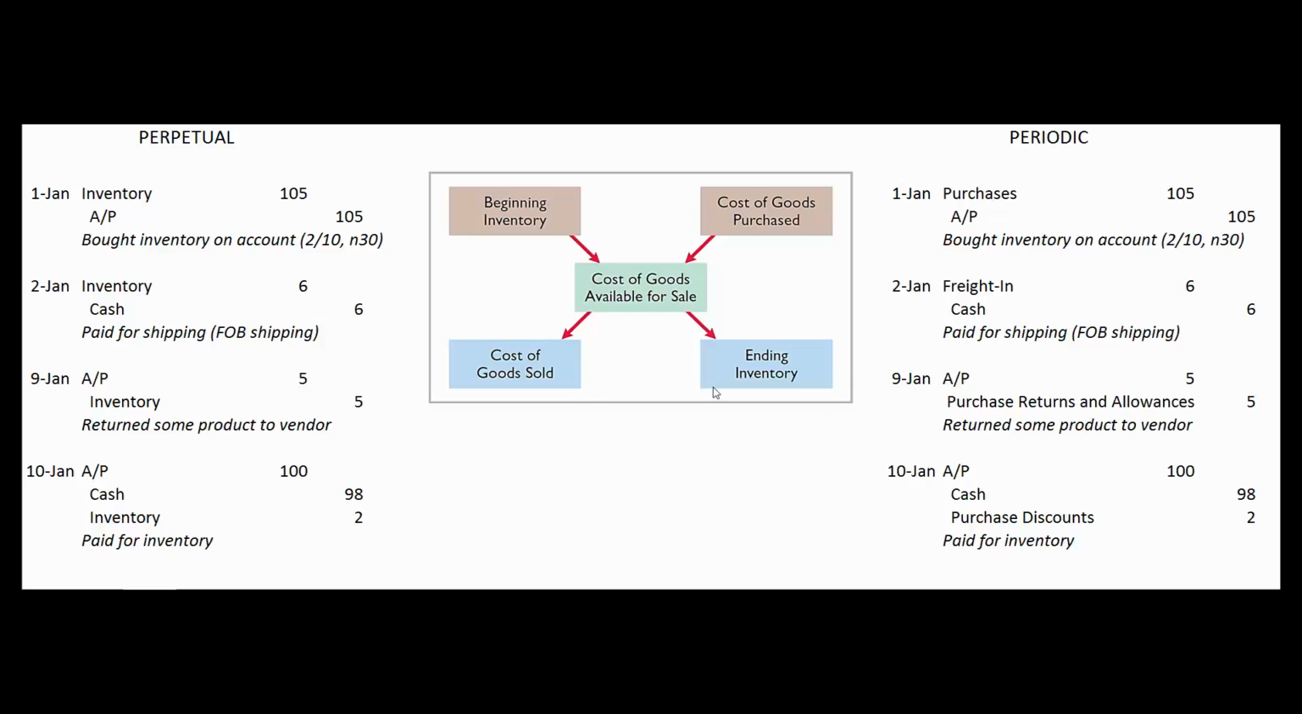The second difference is that in the meantime, the perpetual inventory system reduces inventory whenever we return stuff and when we pay for stuff early so that we take a discount. It also increases inventory when we pay for freight. On the other hand, the periodic inventory system keeps different accounts for purchases, freight costs, returns and allowances, and purchase discounts. That's all there is to it.